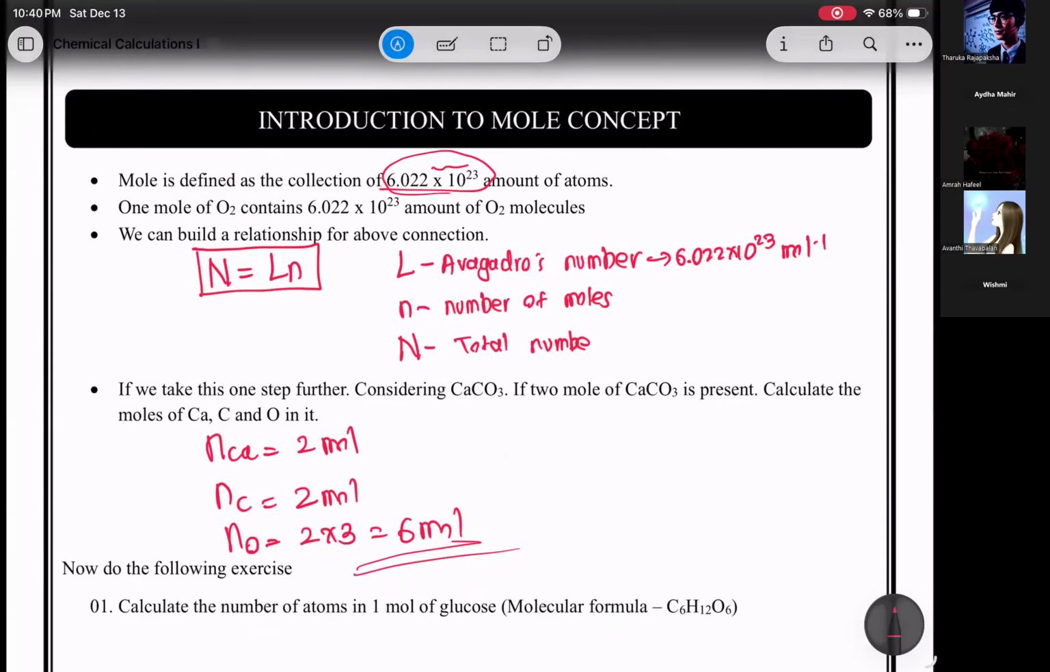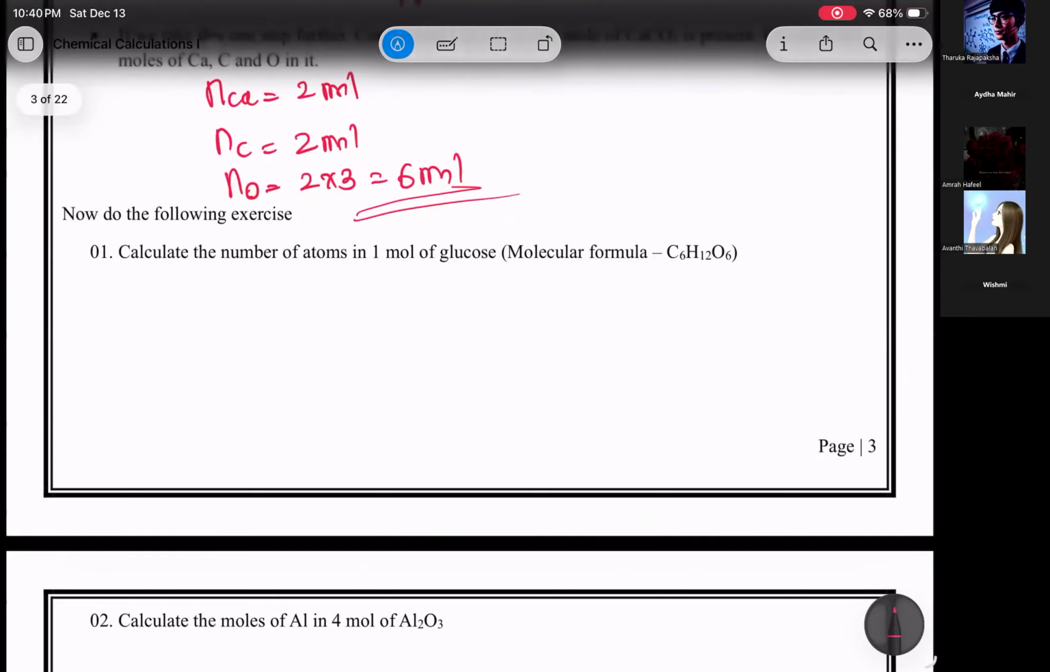Until now, what we have discussed is very easy. Now do the following exercise. First one: calculate the number of atoms in 1 mole of glucose. Again, I'm talking about the total number of atoms, the full amount of atoms. How are you going to calculate it, from what I taught you? Take 1 minute and calculate this quickly.